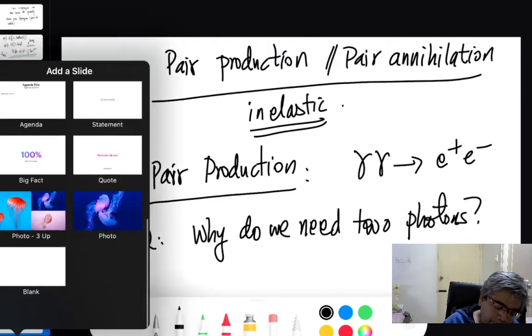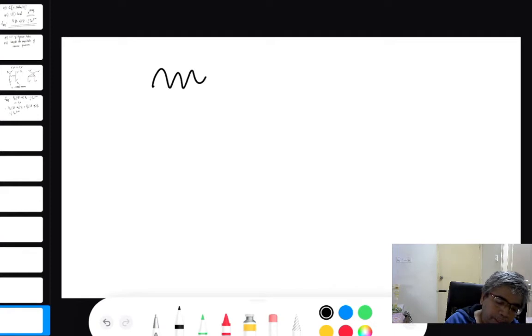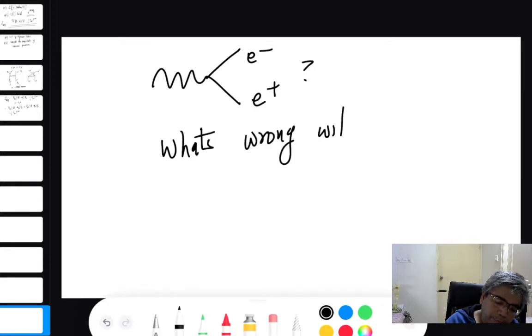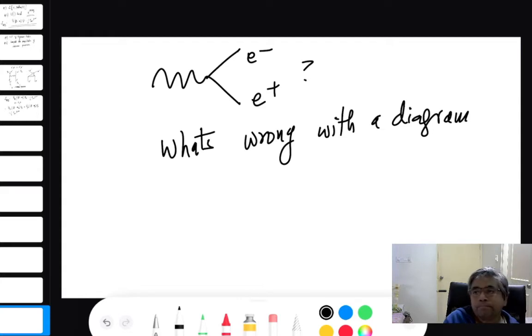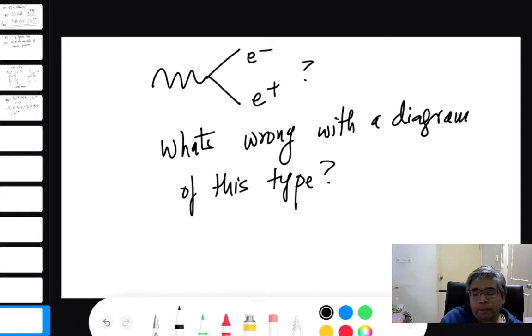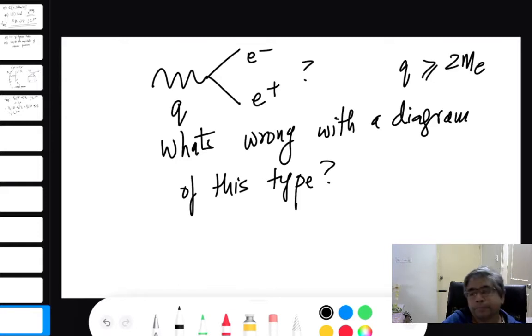So what's wrong with a diagram like this? You have a real photon, it just disintegrates into an electron-positron pair. The only thing this requires is that the photon frequency or momentum should be equivalent to at least, say, greater than or equal to 2 MeV, because you need to produce at least a pair of electron and positron, right, essentially.